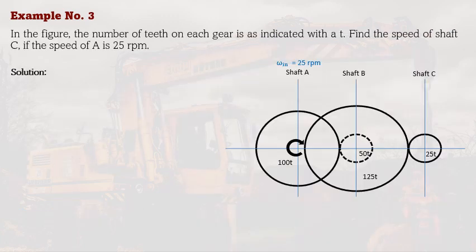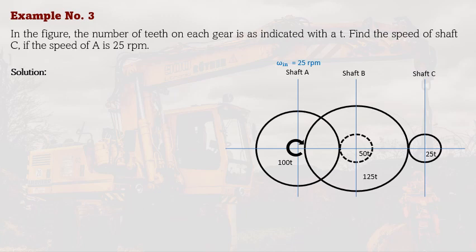Then we have another example. So in the figure, the number of teeth on each gear is as indicated with a T. Find the speed of shaft C if the speed of A is 25 RPM. So we are given here a compound gear set. So we have shaft A, shaft B, and shaft C.